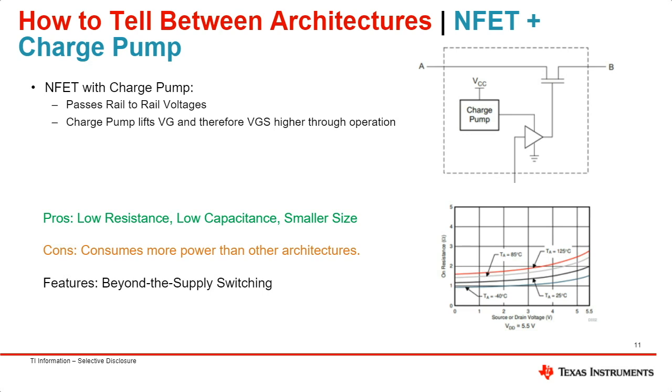Features: beyond the supply switching. This is basically when a device is receiving an input higher than what it's being supplied. So if the device is being supplied with 5 volts and getting an input of 10 volts, it could still work reliably.